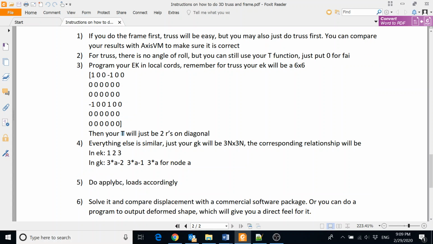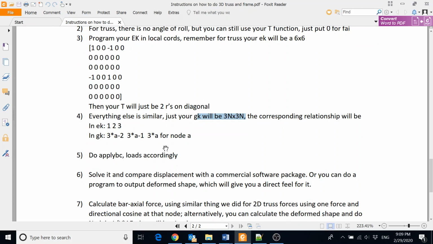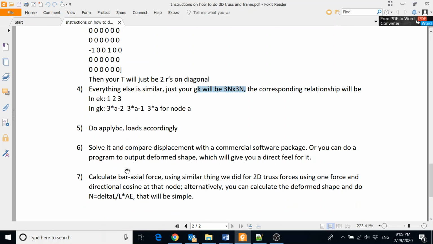Then by this time you should be quite familiar. Your GK will be 3n by 3n because it's a truss. And then you just do everything accordingly. You can solve it and compare to a commercial package. Because it's all straight lines, you can actually do a program similar to what I did for 2D to output a deformed shape with a scale factor. The benefit is that you will know if you're doing it right or wrong.